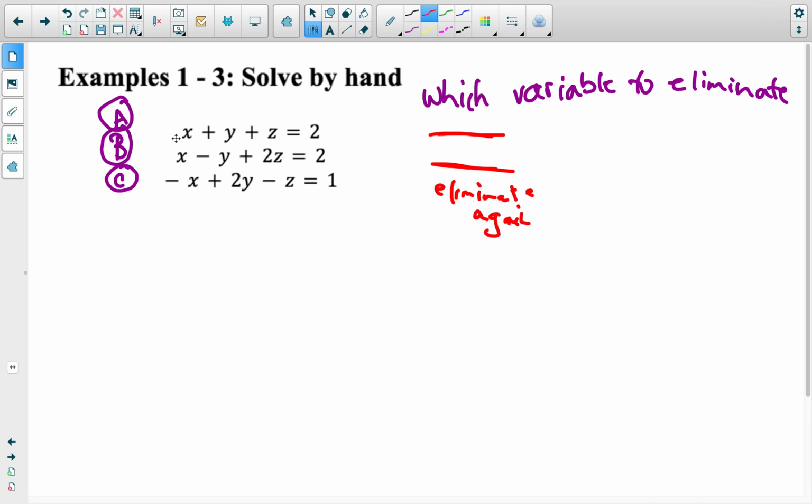All right, right now we have 1, 2, 3. We're going to eliminate one variable, which will bring us down to a system in 2 variables. Then we're going to eliminate again to get to the point where we just have one equation that's going to be, hopefully, our solution.